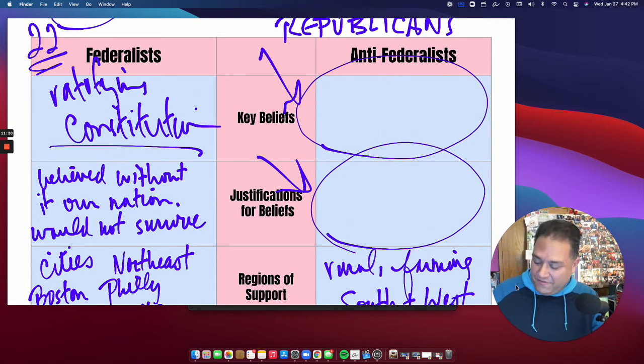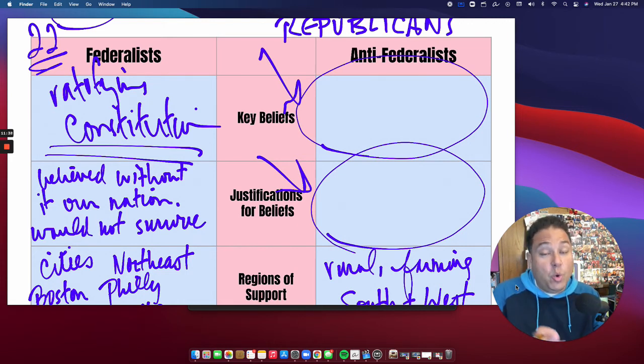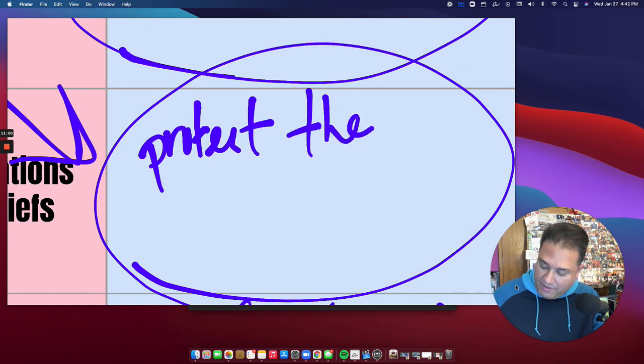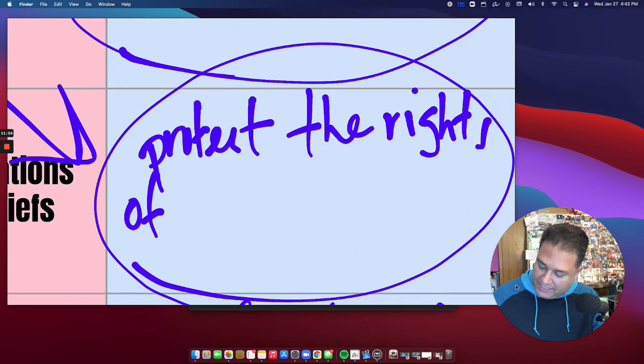So the Federalists believed very strongly in ratifying the Constitution. The Anti-Federalists believed very strongly, you can write this down, I'm not going to write it down for you, that if we were going to ratify the Constitution, if this is the direction that we're going, then we have to have a Bill of Rights. And the reason why we have to have that Bill of Rights is to protect the rights of the states and the people. Look at all these answers I'm giving you.